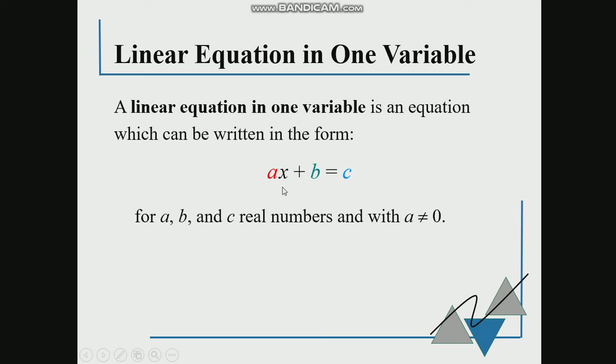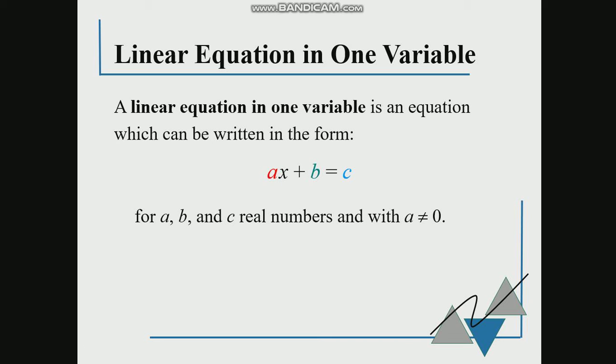This first term, the ax, is called a variable term because that's the term that has the x in it. B and c are called constants or constant terms because they don't have a variable in them. The number in front of the variable is called a coefficient, the number in front of the x. So when we have a variable term, there's going to be a coefficient times the variable.